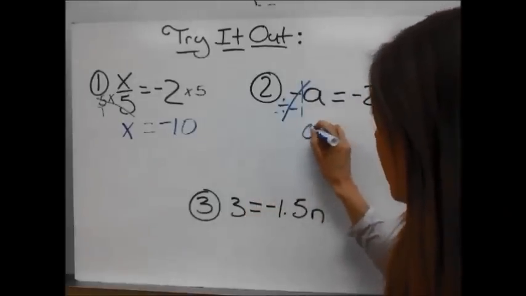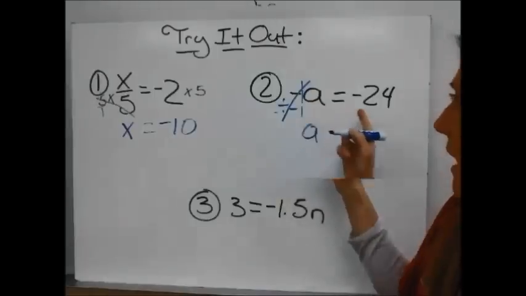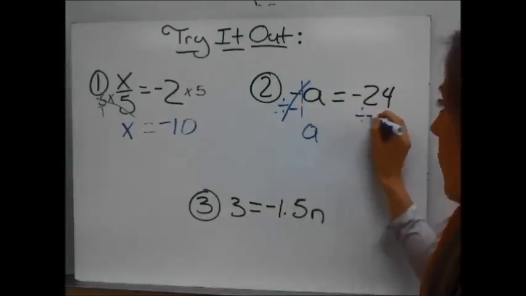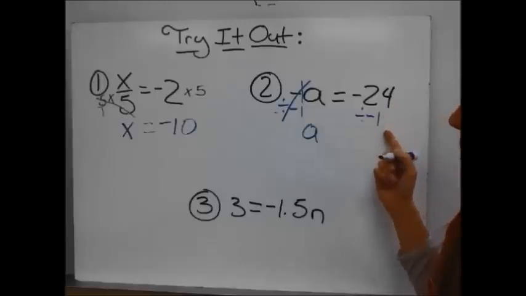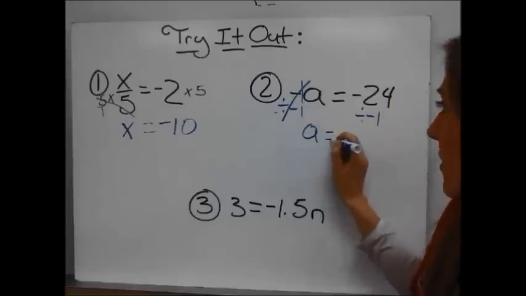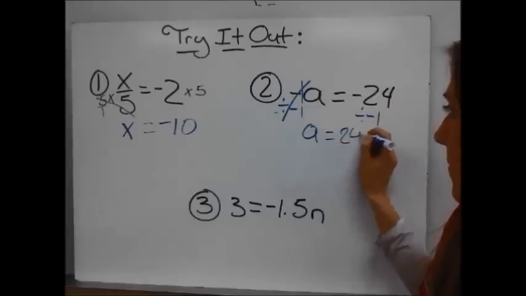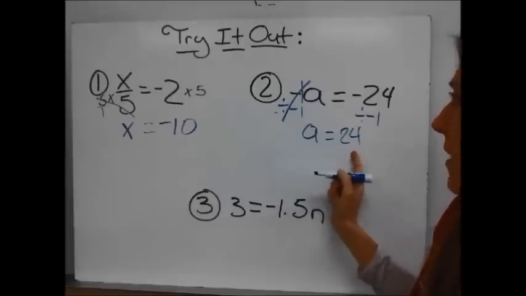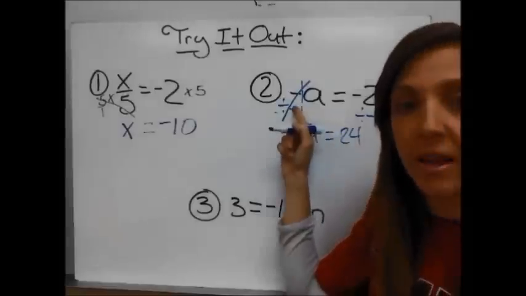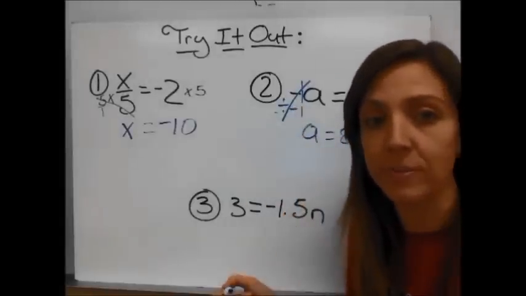So I have a on this side, and whatever I do to the left, I have to do to the right. So I'm going to divide by a negative 1. Negative 24 divided by a negative 1 is just 24. So a equals 24. And if I plug 24 in for a, then it works. I have negative 24 equals negative 24.